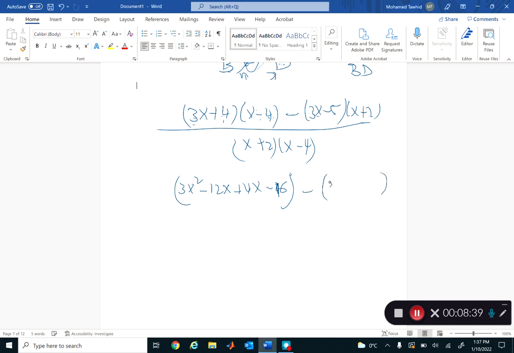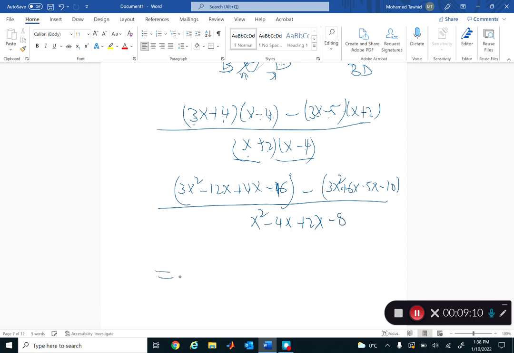Then here you have two brackets. 3x multiplied by x, you get 3x squared. 3x multiplied by 2, you get plus 6x. Negative 5 multiplied by x, you get negative 5x. Negative 5 multiplied by 2, you get negative 10. I close the bracket. The whole thing divided. Expand the bracket here: x multiplied by x, you get x squared. x multiplied by negative 4, you get negative 4x. 2 multiplied by x, you get 2x. 2 multiplied by negative 4, you get negative 8.